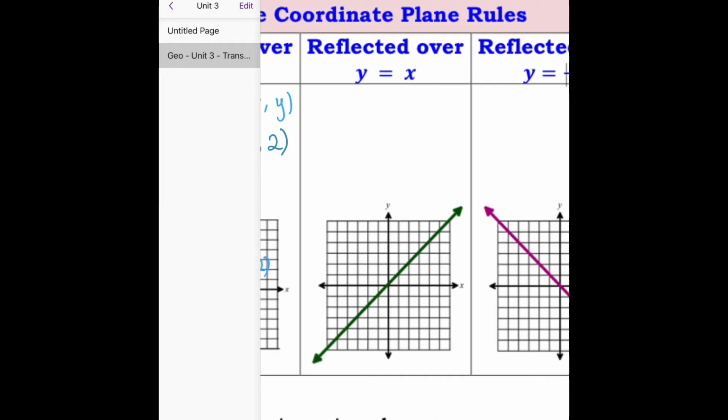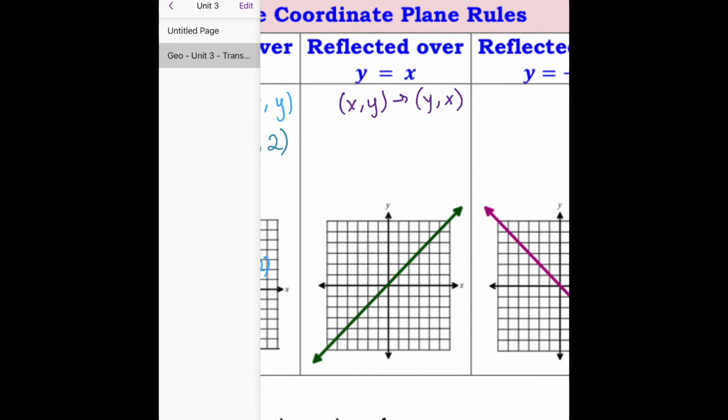Okay. Next is reflecting over y equals x. This is a diagonal line that goes like that. And when you reflect across y equals x, x comma y will become y comma x. So we're going to flip-flop our x, y points.